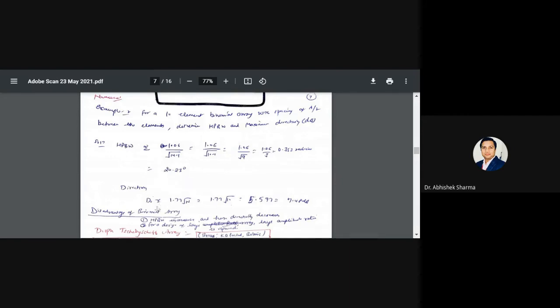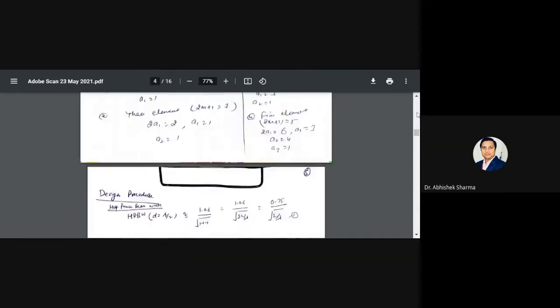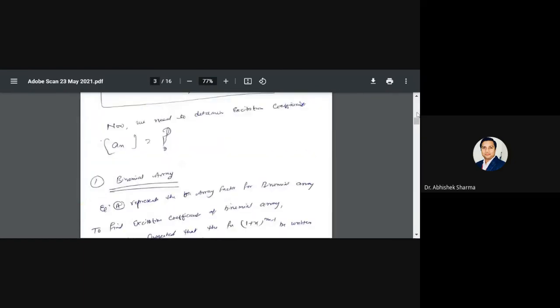So what are the disadvantages of binomial array? Half power beamwidth increases and it has low directivity. And for the design of a large array, a large amplitude ratio is required. So yes, I hope you have got the understanding of this binomial array.